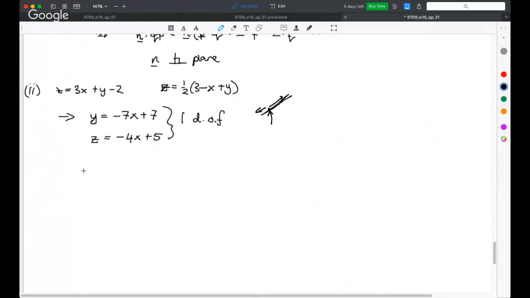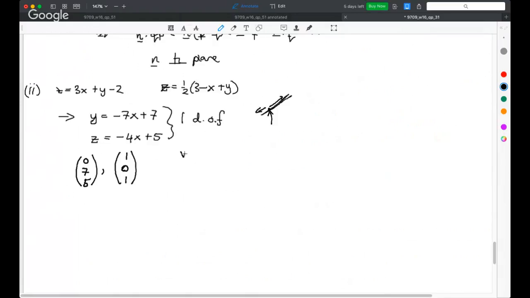So let's say I consider the point where x is equal to 0. Then y would be equal to 7, and z would be equal to 5. And I also consider the point where x is equal to 1, and then y is equal to 0, and z is equal to 1. And this is all I need.